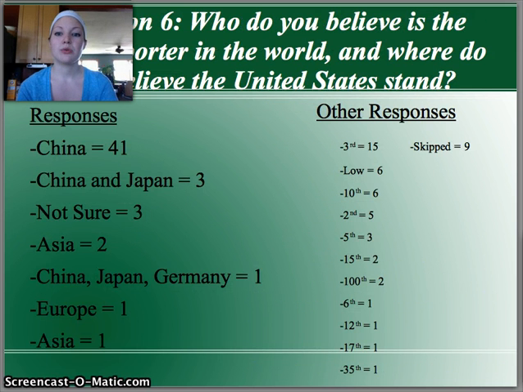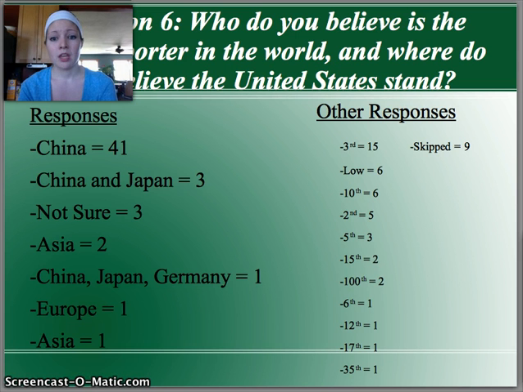And then I asked, who do you believe is the main exporter in the world, and where do you believe the United States stands? Most of the responses were for China, which is true. I also had a couple of combination answers. Some people said China and Japan. Some thought China, Japan, and Germany, which are all very big exporters.